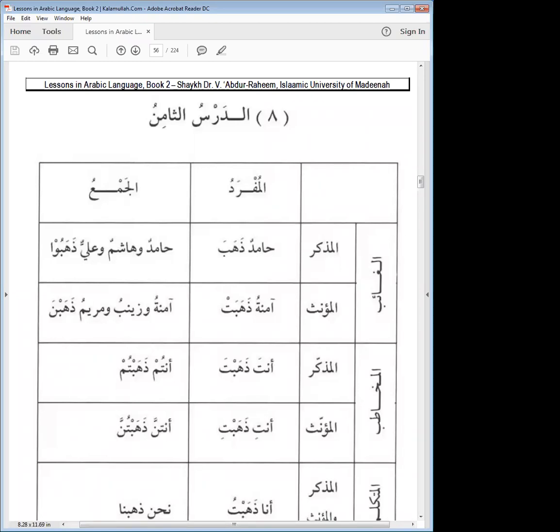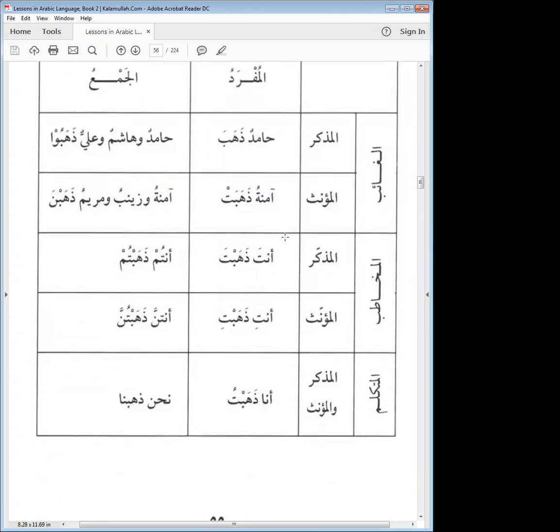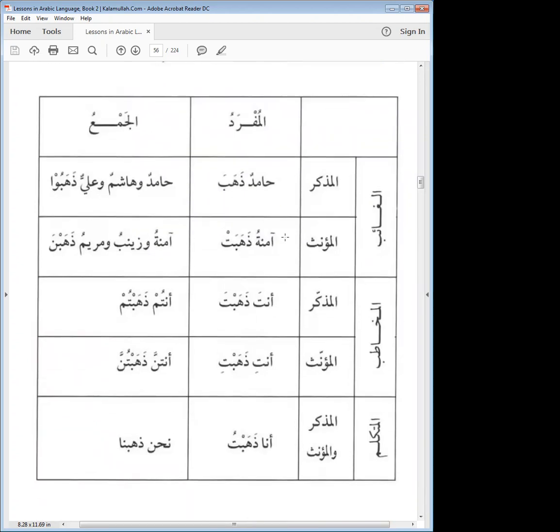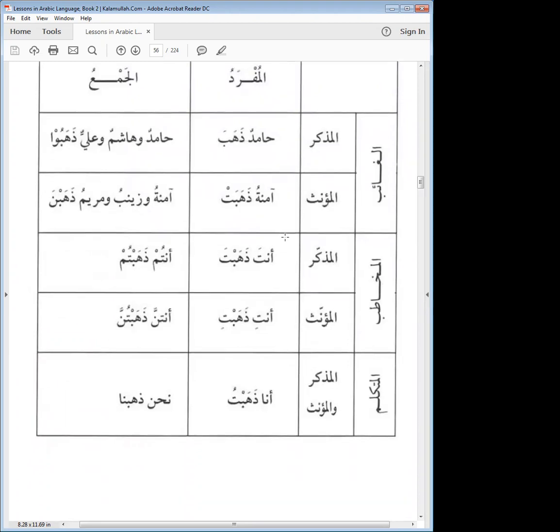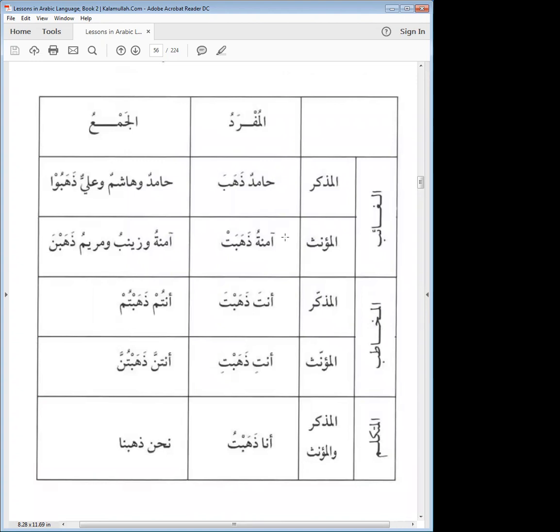So today, in this lesson at Darus Thamin, we are looking over the conjugation of the past tense verb. In this case, we are not dealing with any dual conjugation, just singular and plural. We went through this last week, and we're going to recap it again, inshallah. We are on page 55, so you can follow on screen or in your books.